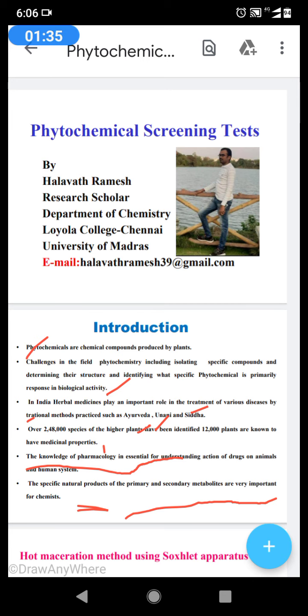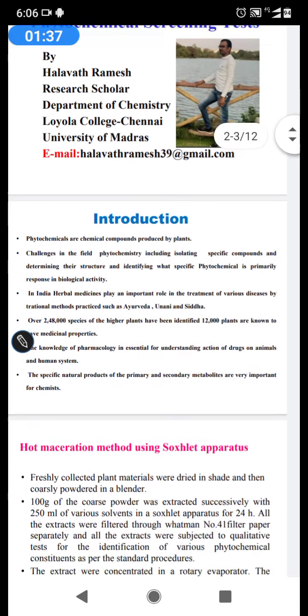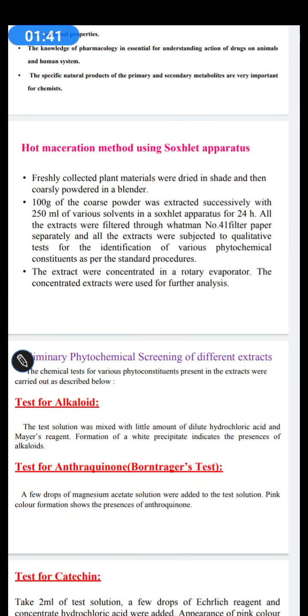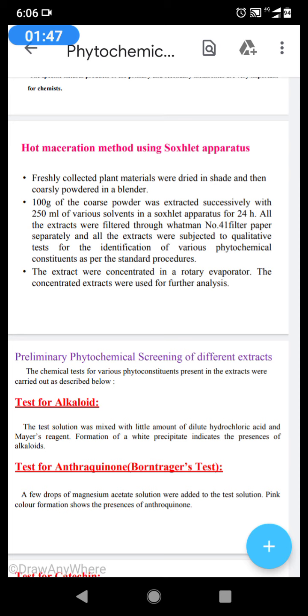Okay. Next we can see the introduction of how to prepare plant phytochemical extracts. What are the methods involved in this? You can see the first one, hot maceration method using a Soxhlet apparatus. Okay, you can see the first point. Freshly collected plant materials were dried in shade and then coarsely powdered in a blender.